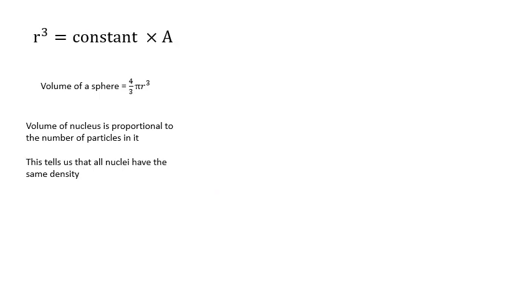Okay, look at this. r cubed equals a constant times the mass number. Now, the volume of a sphere is 4/3 pi r cubed. So that tells me that the volume of the nucleus is proportional to the number of particles in it. And that tells me that all nuclei have the same density. Like drops of water. If you imagine drops of water, there are little ones, there are bigger ones, quite big drops of water, but all of these drops of water have the same density.